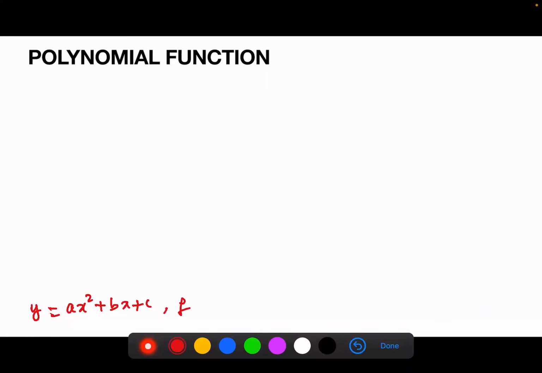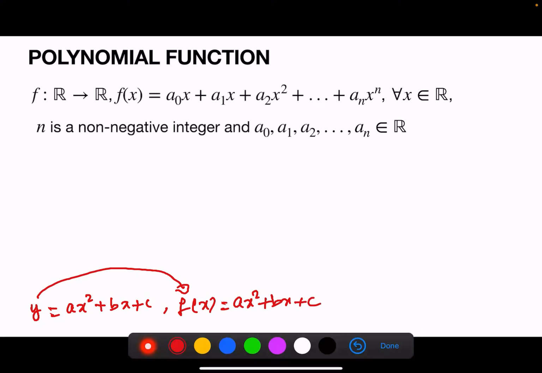Or if you want, instead of y, you could write f of x is ax square plus bx plus c. The degree is 2 here. So your polynomial function is again a real function from R to R. f of x is like a0 plus a1 x plus a2 x square and so on. This is general, okay? General चीज़ हम लिख रहे हैं.